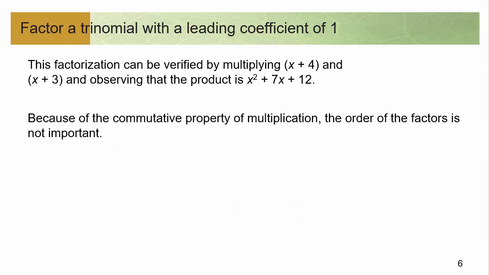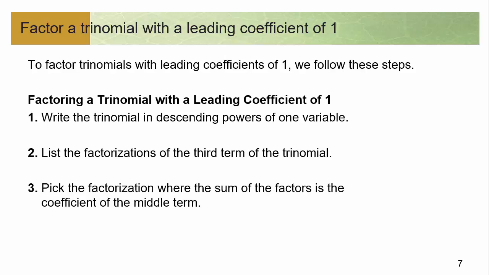Okay, so it's kind of a factor by trial and error, but there is some logic in knowing what's going to work and what's not going to work. And then, of course, you can verify it by multiplying those two things out, foiling, and seeing that you do actually get back to the original thing.